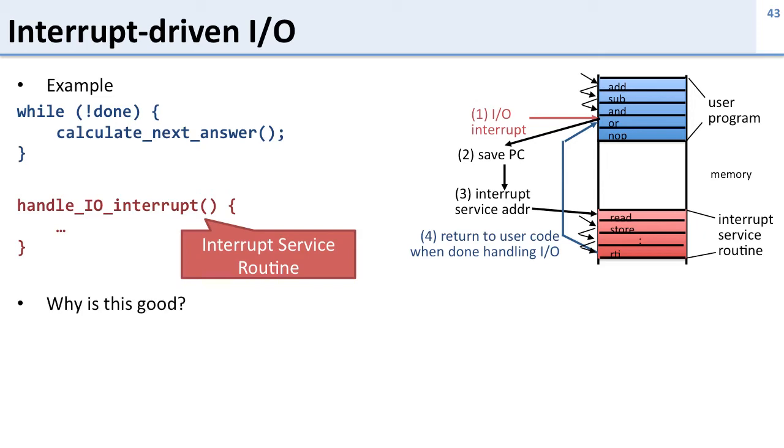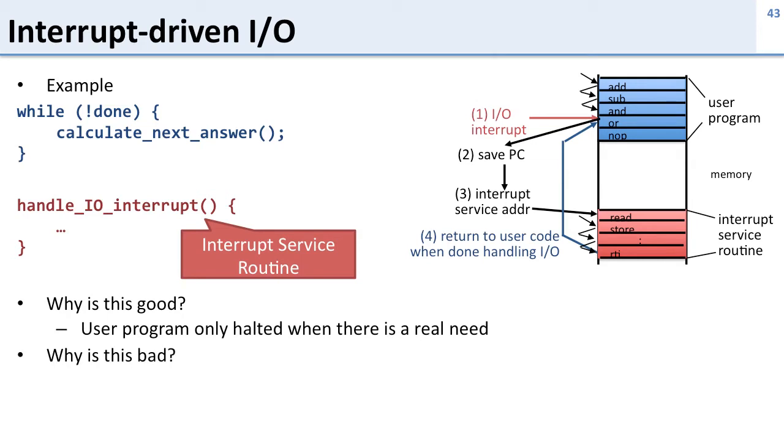So why is this good? Well, the user program is only halted when there's a real need. We don't need to sit there in our user program constantly polling to see if we have any IO.